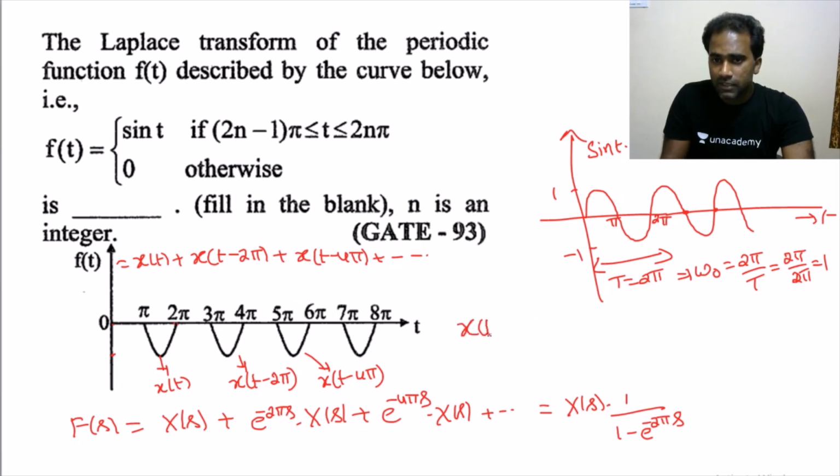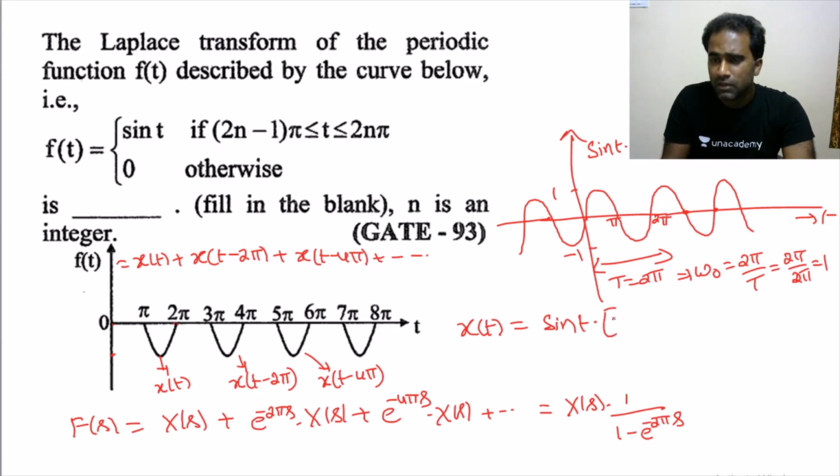How about x of t? X of t can be written as, or else, instead of writing it as sine t into u of t, we can also write it as sine t, if you can extend it for negative time also. If you can extend it for negative time, then we can simply write it as sine t. Now this sine t only we want, but we want it only from pi to 2 pi.